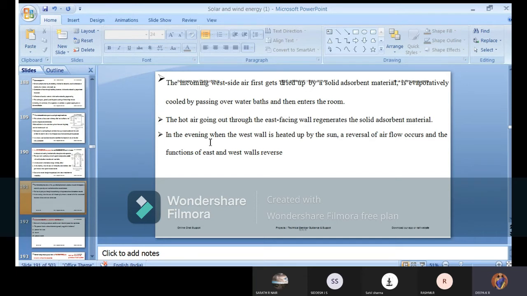Then in the evening time, what happens? The sun has moved from one point to another point. In the evening, when the west wall is heated up by the sun, a reversal of airflow occurs and the functions of the east and west walls reverse. It means each wall will do its work depending upon the radiation factor. On whichever side we have more heat, the opposite wall is responsible for cooling down the system. So if the east wall is getting more sun rays, then the west wall is going to be responsible for reducing the heat in the system by water bath, and the evaporation will be done. Humidity content will be removed from the air and it will maintain a sustainable temperature.